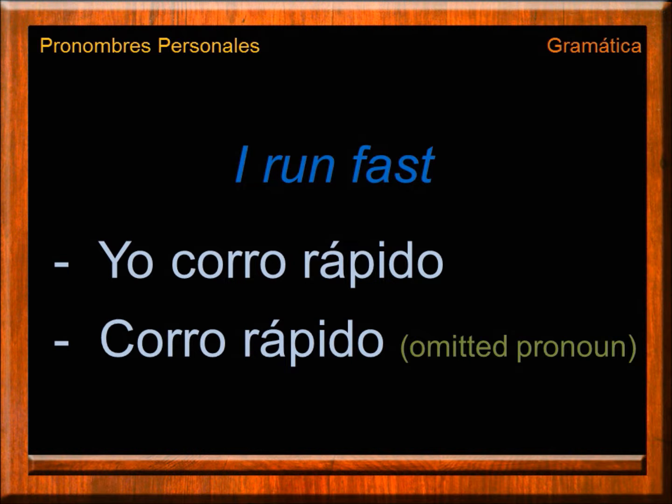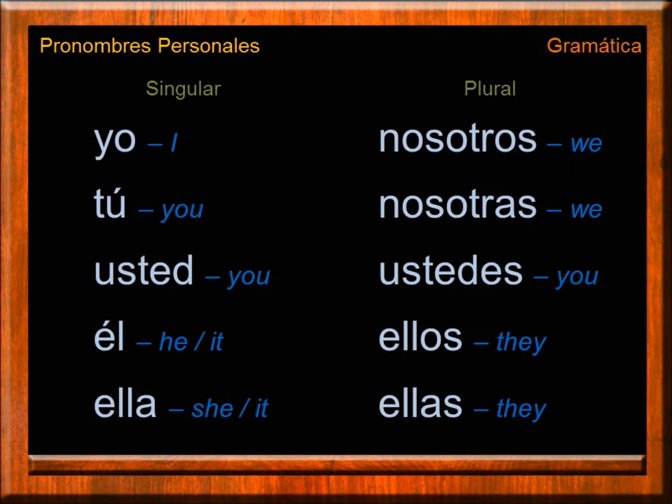Now that you are familiar with pronouns in Spanish, you are ready to start learning how to use verbs. Look for our grammar videos on the verb ser, to be, and on conjugating verbs to learn and practice how to use verbs in Spanish.